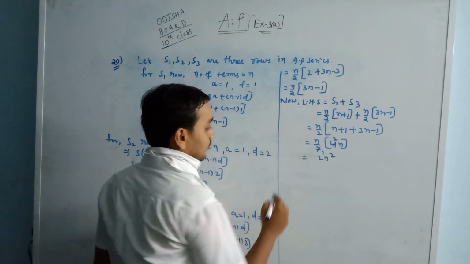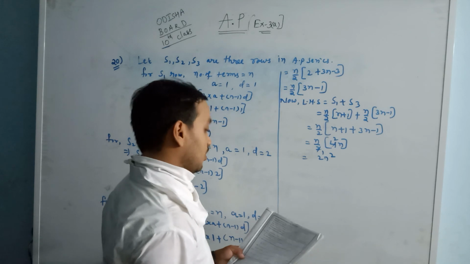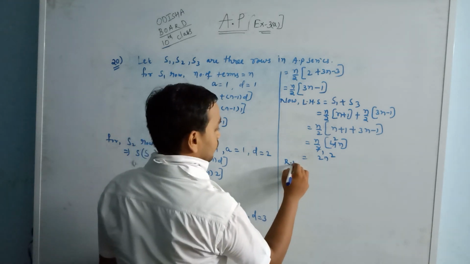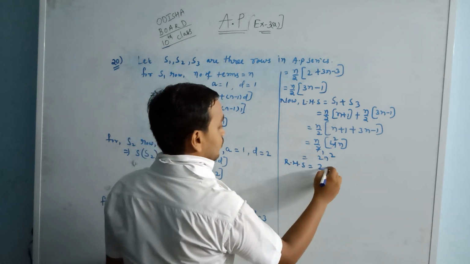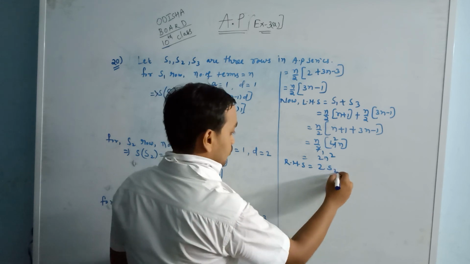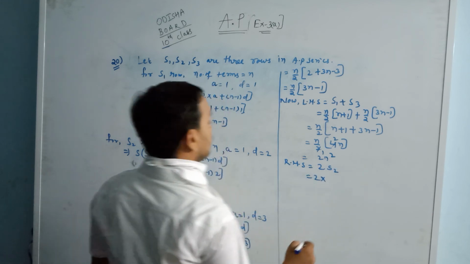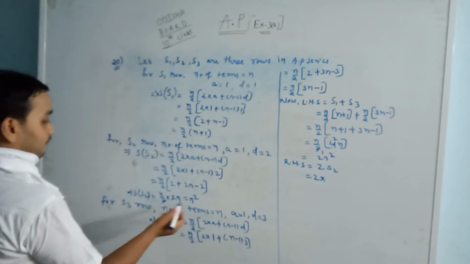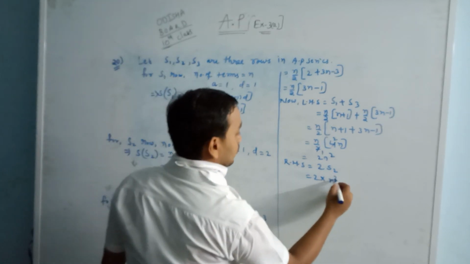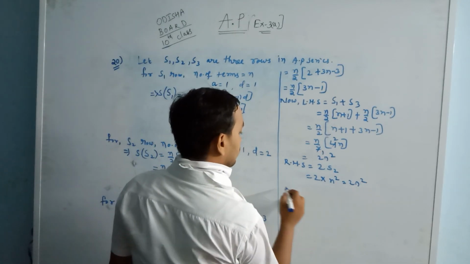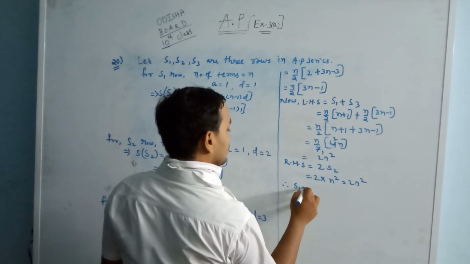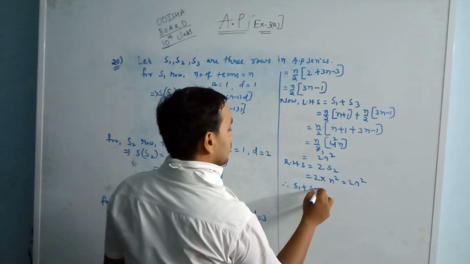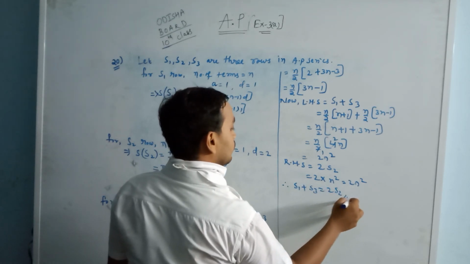Now RHS, what? 2S2, 2 into S2, n square, that is 2n square. Therefore S1 plus S3 is equal to 2S2.